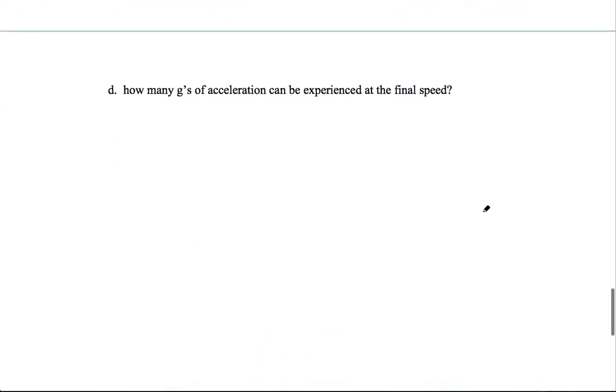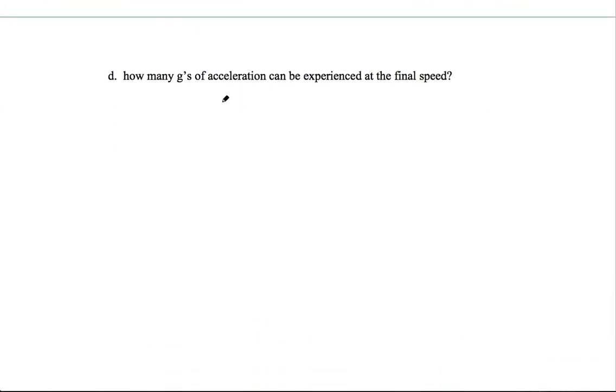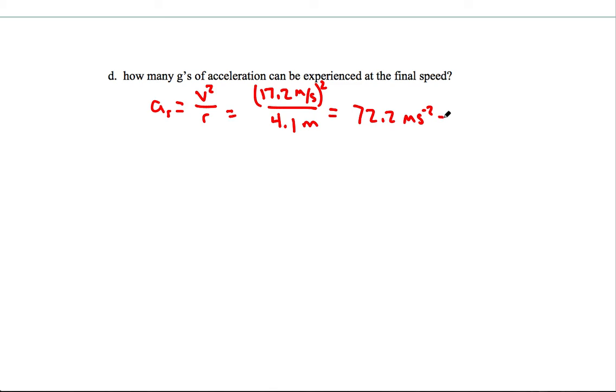And the last question here is how many g's of acceleration can be experienced at the final speed. I'm looking for a radial acceleration, because that is the inward acceleration. That's going to be the big one that the pilots are feeling, and that's your v squared over r. Okay, that's our centripetal acceleration. So we have 17.2 meters per second squared, divided by my radius of 4.1 meters. That gets me an acceleration of 72.2 meters per second squared, which if I divide by 9.8, I get 7.4 Gs. That's a big one, especially for a whole entire minute.